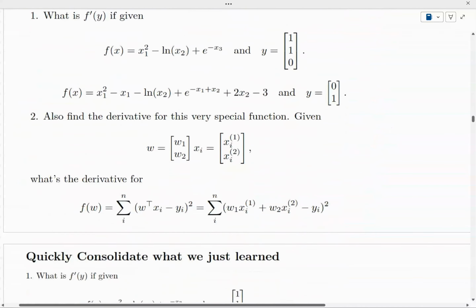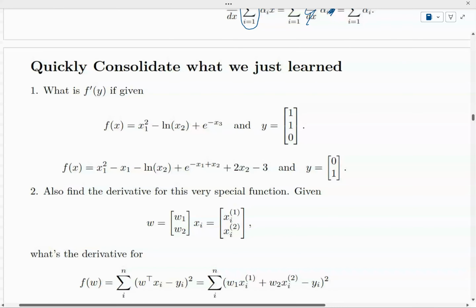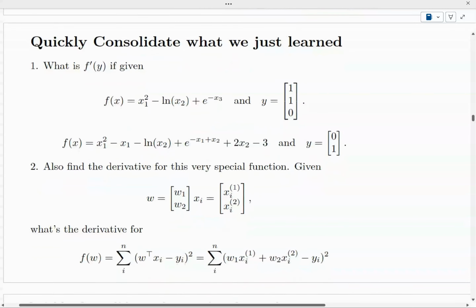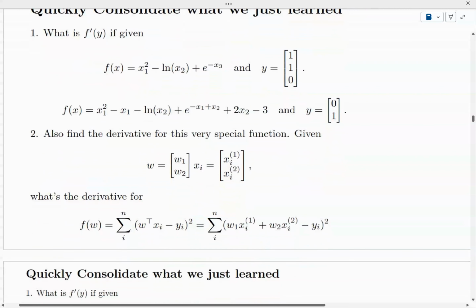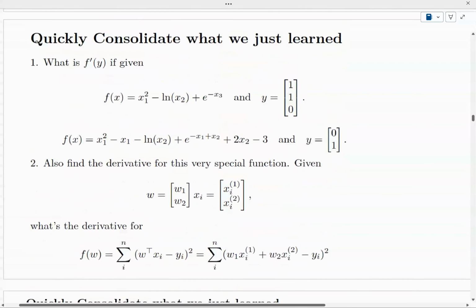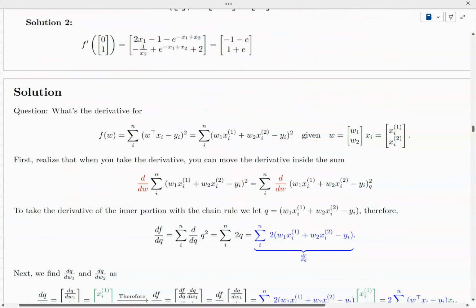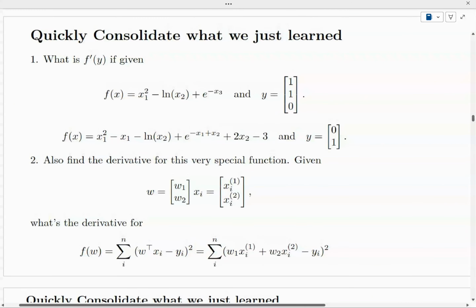All right, now I think this is the final practice for the day. So we want to quickly consolidate what we just learned. Basically I want you to go over this and pause the video. And I think that's it for today. These are the solutions for this. So I want you to go over this really quickly and make sure you can do this. Okay. I think in the next lecture we'll move on to part 2.